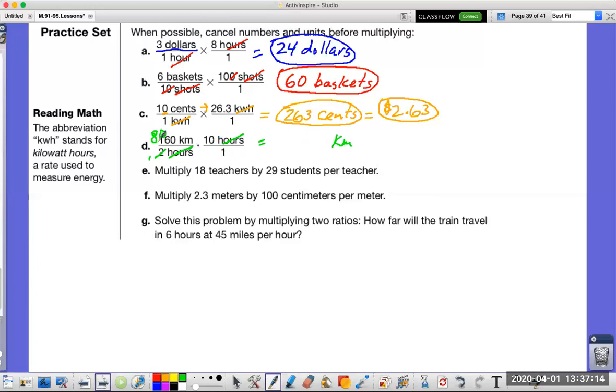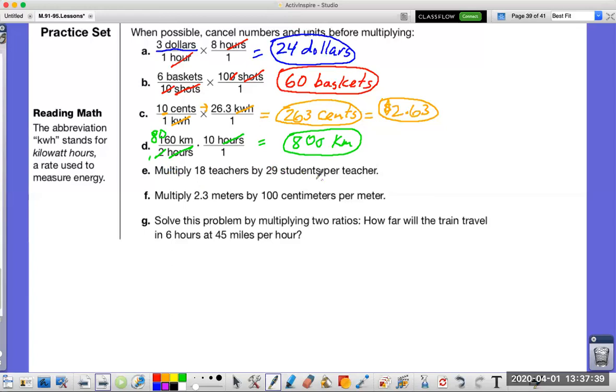Look at how easy this is. 80 times 10. So now I just have the 8 with 2 zeros. So it's 800 kilometers. That's how far you go if you go 160 kilometers for every 2 hours and you drive for 10 hours, you've driven 800 kilometers in distance. Okay, let's look at letter E here.